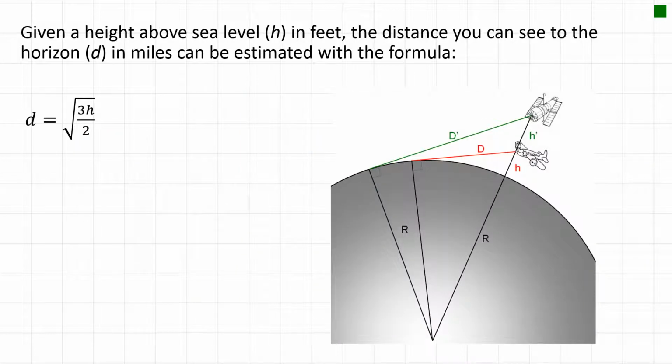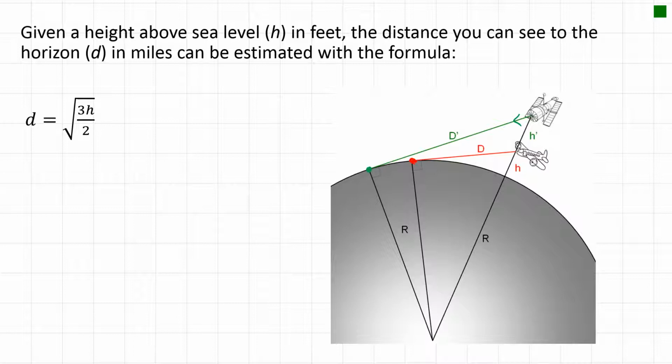And if you can get up to really high distances, you can start to see a lot further. So for example, this plane flying at 35,000 feet can see to this distance here. And the satellite flying at, I don't actually know how high satellites fly, but maybe thousands of feet in the air, they can see further.